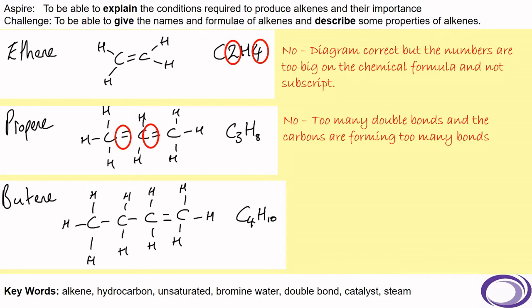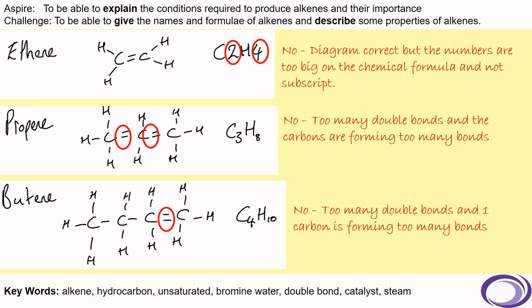If we look at the butene, they've got the right number of double bonds. The carbon skeleton is correct, but they've put too many hydrogens on those carbons around the double bonds, so they're both forming too many bonds. And they've also then got the formula wrong because of that error.